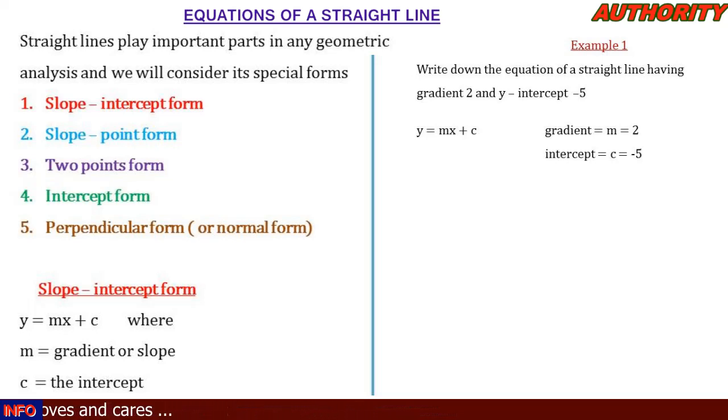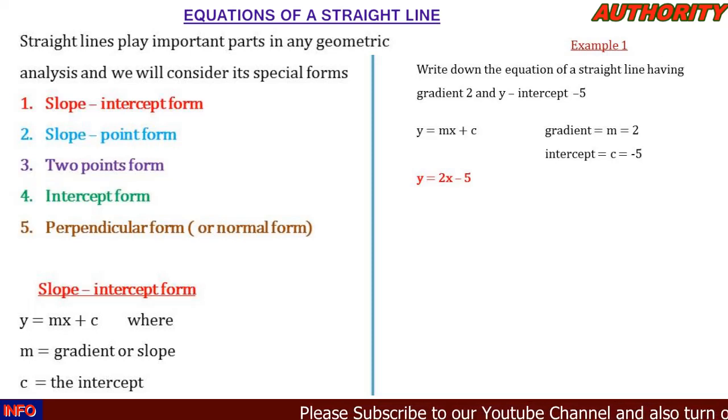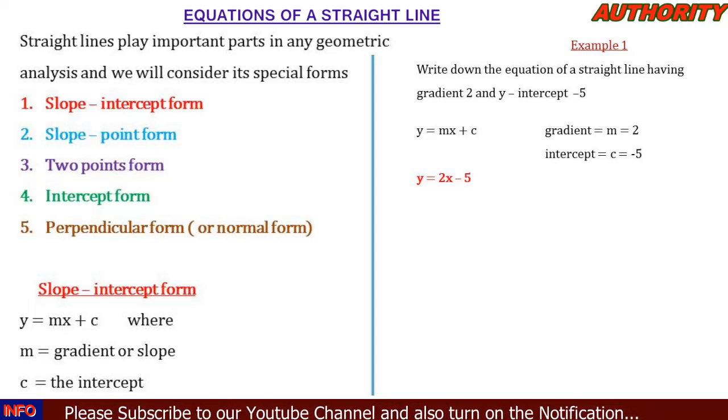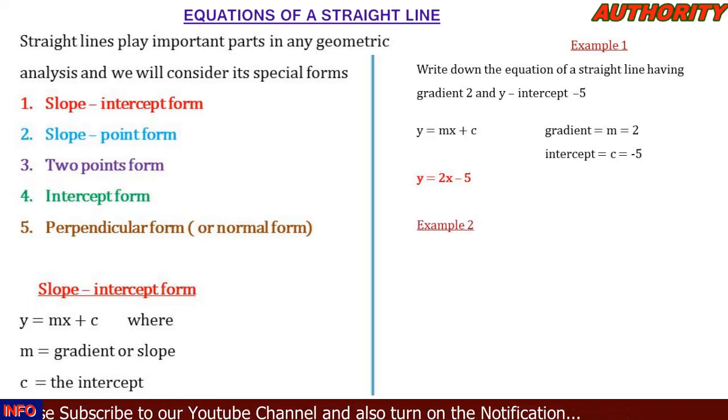All right, so in the equation of a straight line, we have y is equal to mx plus c. When we fix it here, y is equal to, m is 2, we have 2x, and c is equal to minus 5, so minus 5. So the equation of the straight line having the gradient 2 and the y-intercept minus 5 is y is equal to 2x minus 5. All right? Example 2.